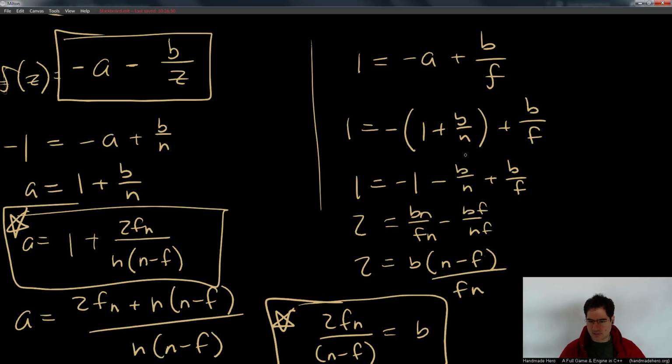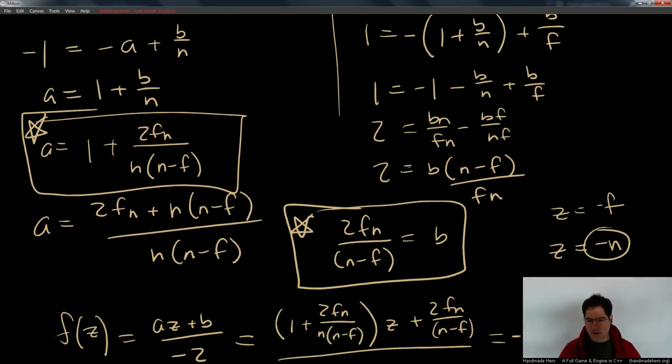It is the bn, right? Because bf is the negative term, and bn is the positive term. So that leaves us with bn minus f over f times n equals 2, right? At that point, we need to divide through to solve for b. We end up with 2fn, because that comes out to the numerator. N minus f goes to the denominator. And we end up with b equals 2fn over n minus f.